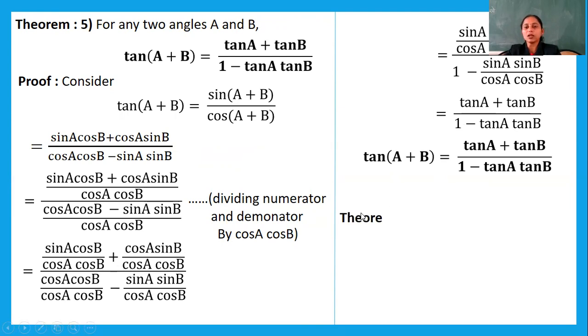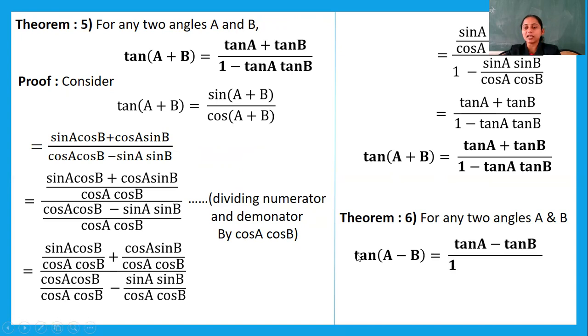Now theorem number 6, for any two angles a and b, I have here tan a minus b is tan a minus tan b divided by 1 plus tan a tan b. While writing this proof also you have to use the same method, only while writing tan a minus b, use sin a minus b divided by cos a minus b, and use the same formulas of cos a minus b and sin a minus b. In the same way divide by cos a cos b, and we will get the proof of this formula.